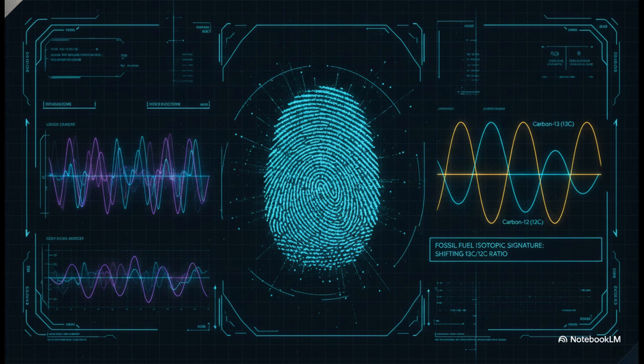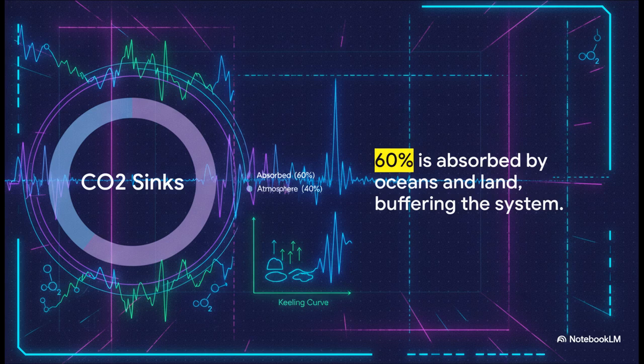Fossil fuels are made of ancient plants, and plants have a specific chemical preference for the carbon-12 isotope over carbon-13. When we measure the atmosphere right now, we see the ratio of stable carbon-13 to carbon-12 shifting in a way that perfectly, impartially matches the signature of burned fossil fuels. It's the ultimate smoking gun, proving we are instantaneously releasing energy and carbon that took the geological cycle millions of years to lock away. And honestly, it could be so much worse.